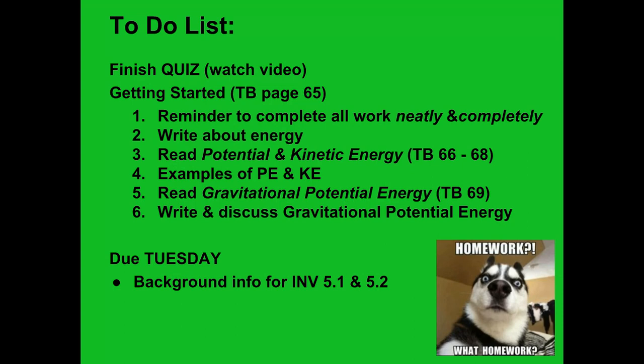So finally, a big to-do list. You're going to finish the quiz and then watch this video. You have getting started on page 65. There are 6 steps to that, reminding you to keep your work neat and finish it completely. They ask you to write about energy, to read that article about kinetic and potential energy on 66 through 68, figure out some examples of potential and kinetic energy, read gravitational potential energy, and finally write and discuss what you learned about gravitational potential energy. If you get time at the end, you could look ahead to investigation 5.1 and 5.2.